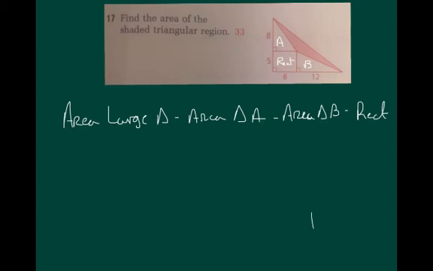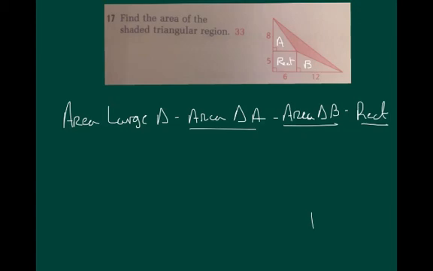So what I'm going to do is take a different approach. Okay, so I'm going to break the large triangle up into sections. We have the shaded section, we have what I've called triangle A, triangle B, and the rectangle. If I subtract the area of triangle A, triangle B, and the rectangle from the large triangle, all that's left is the shaded. So that's what I'll do.